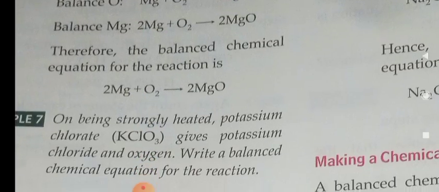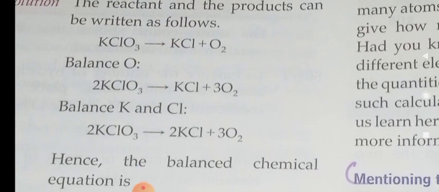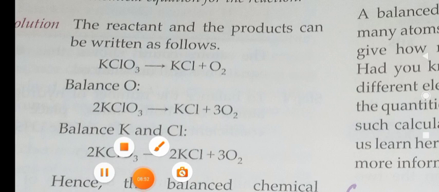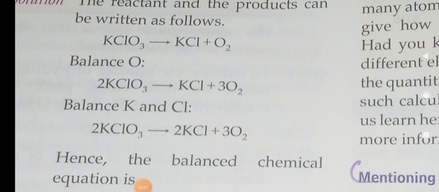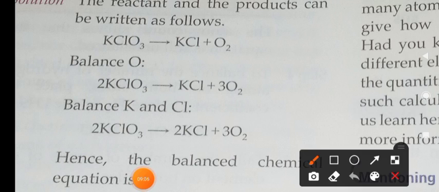Okay, children, now the next one is KClO3. KClO3 reacts to form KCl plus O2. How many K here? 1 K. Here also 1 K. Chlorine, 1 chlorine here, and here also 1 chlorine. So both are balanced. What about oxygen? Oxygen is 3 here and only 2 there.